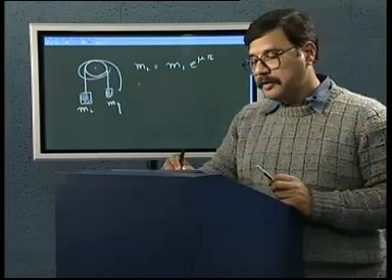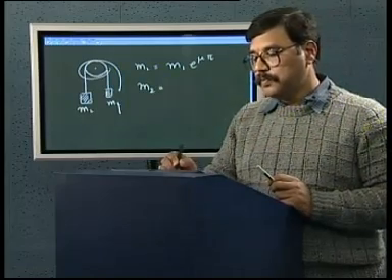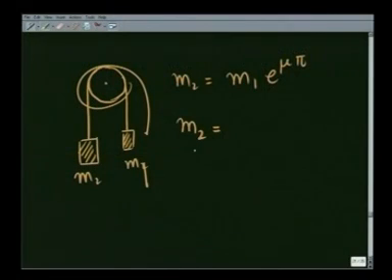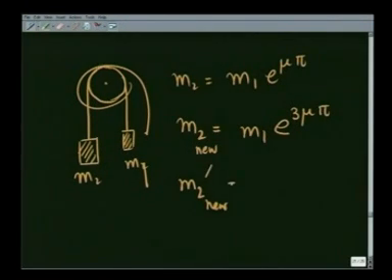If I do that, then I should be able to have m2, let me call it m2 nu, equals m1. Now, it has gone around one more time, so I add another 2 pi to theta: e raised to 3 mu pi. Let it go around one more time. m2 nu prime is going to be m1 e raised to 5 mu pi.